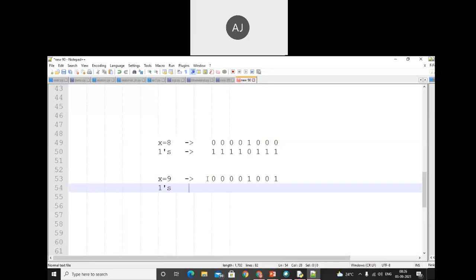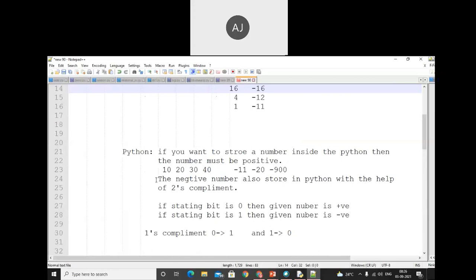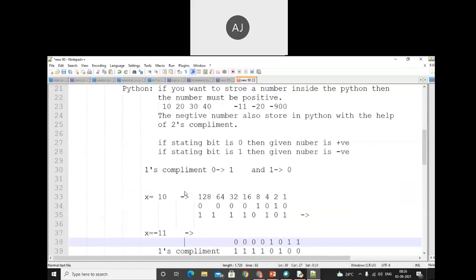I'm going to perform the one's complement. 1 1 to 0. So what I said is that the negative numbers are also stored in Python with the help of two's complement. That means, where do we need to apply the two's complement concept, for a positive number or for a negative number? Obviously, we need to apply the two's complement for the negative number.